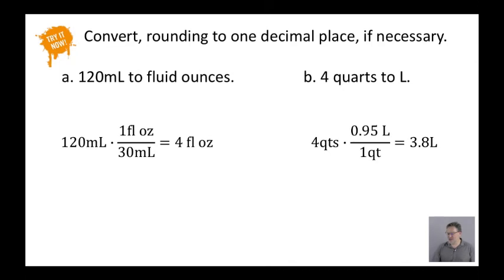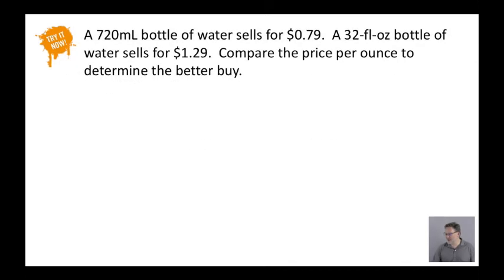Let's work on this one here as well. A 720 milliliter bottle of water sells for 79 cents. A 32 fluid ounce bottle of water sells for $1.29. Compare the price per ounce to determine the better buy. Take some time for that.